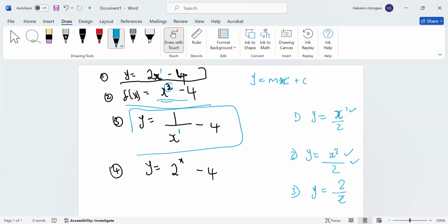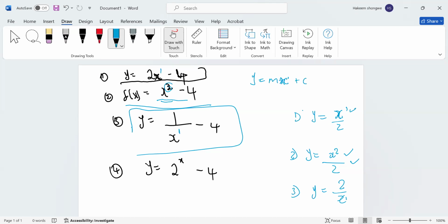Let's look at number 1: x is on the numerator. Number 2: x is on the numerator. Number 3: x is on the denominator. Because x is on the denominator, but the power is exactly the same, this one is power 1 and this one is also power 1. So it makes number 3 a hyperbolic function, not a straight line, because the variable is on the denominator.